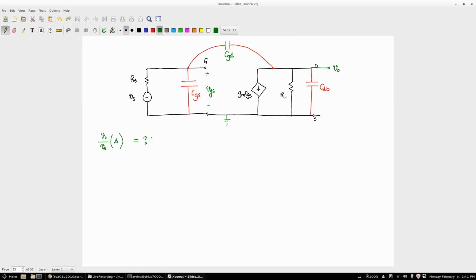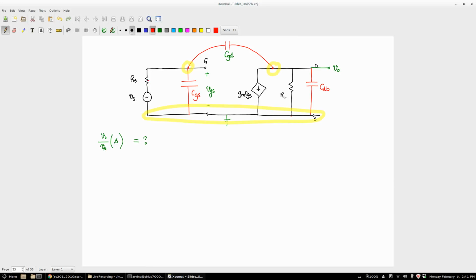Is this easy? In fact, it's not. It's quite messy. Okay, so we are going to do it systematically. Let's see what happens. First thing I am going to do is identify how many nodes I have in this problem. How many nodes are there?